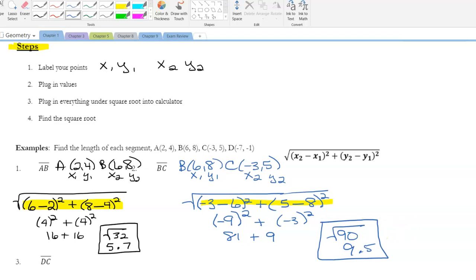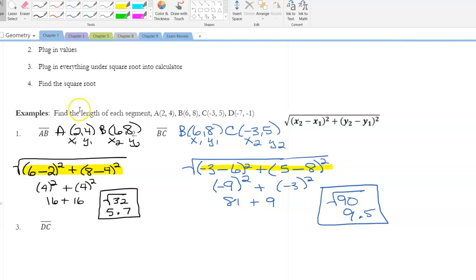All right, what I'd like you to do now is try number 3 on your own. Start by writing the points, labeling, and plugging it in. Once you have that, press play, because I don't want you to do the whole problem unless we know we have that part ready.